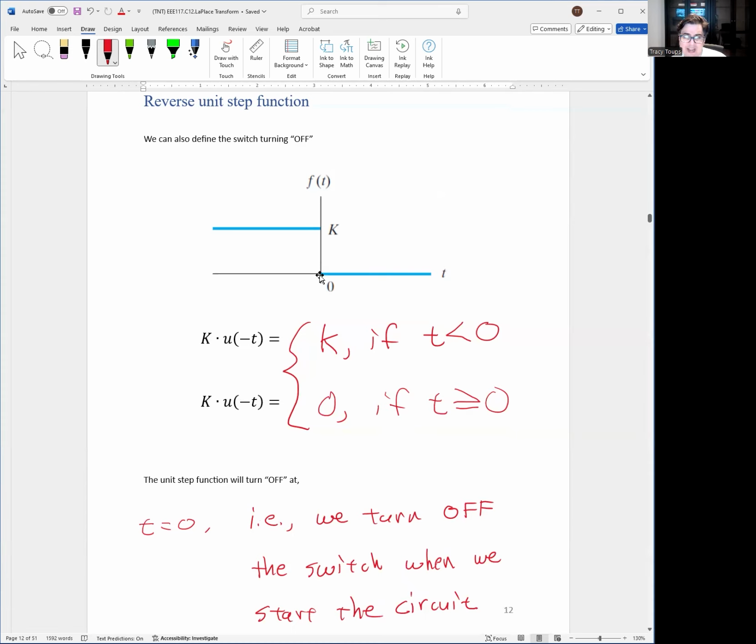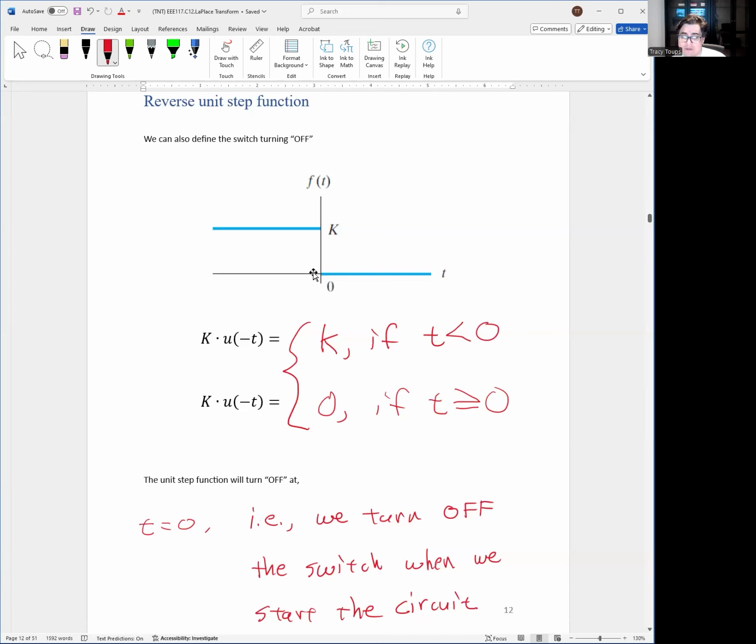We just have to say when t is negative, it's on, and when t goes past negative to 0, it's off. Okay, I could do that. All we got to do is put a negative in front of the time variable, and it'll flip the whole circuit, or flip the whole graph around.